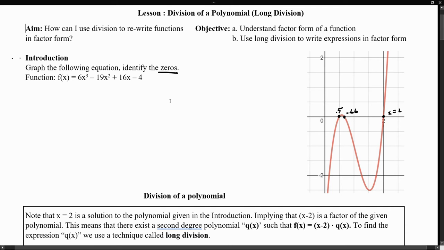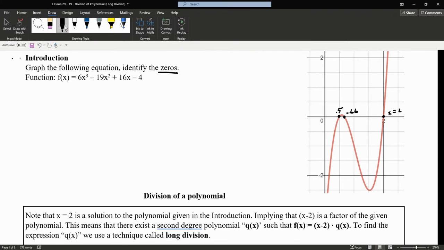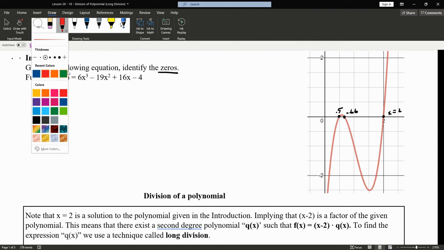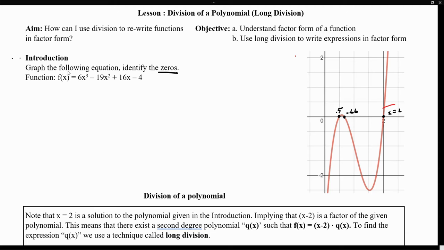This agrees with the fundamental theorem of algebra, because notice that the highest exponent is 3, so we should expect 3 solutions, and we have them: 1, 2, and 3. So how is identifying the zeros going to help us understand the division of a polynomial? Well, we're just going to concentrate on the solution x equals 2.